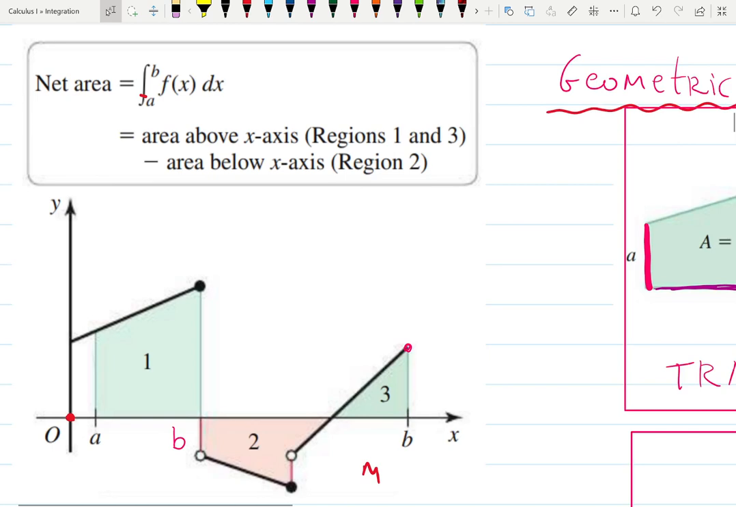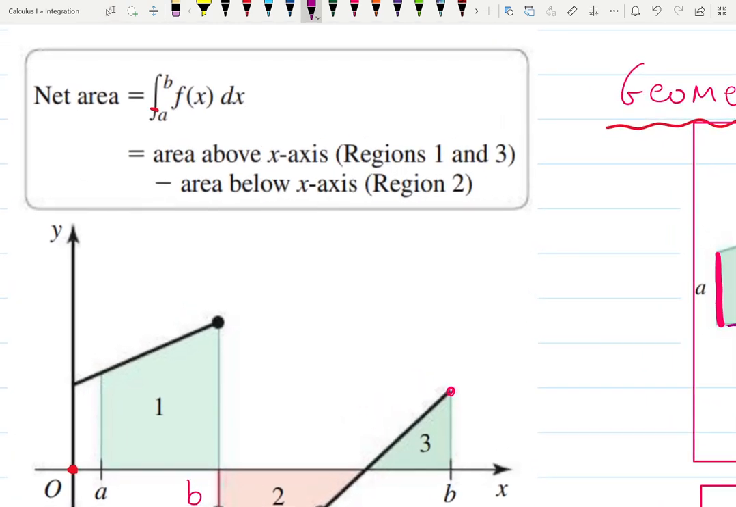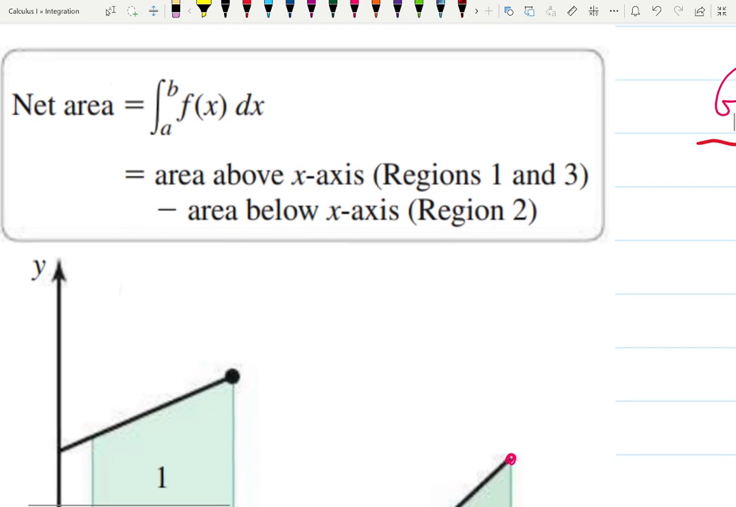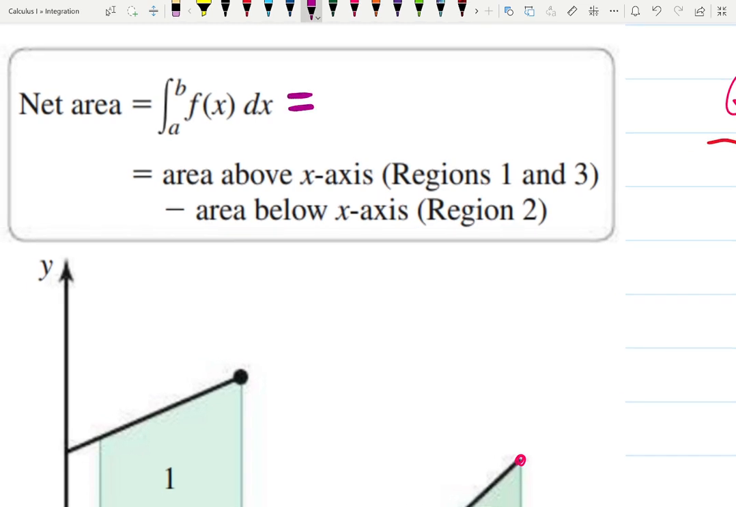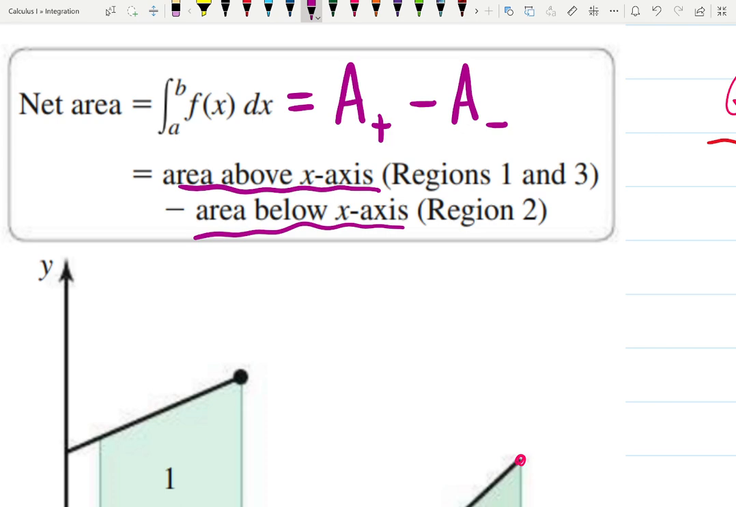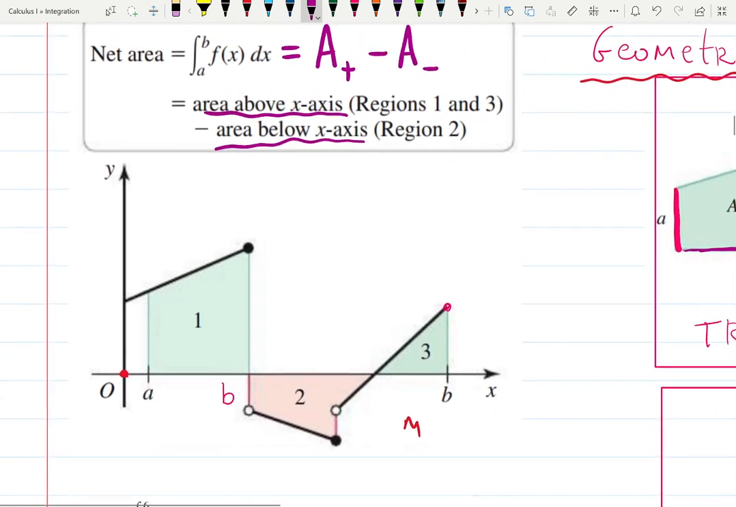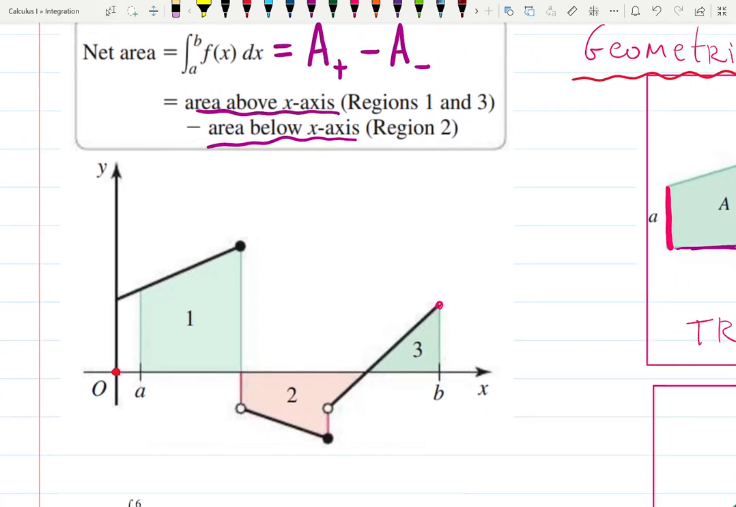Net area. You already wrote it down, but net area is the integral from A to B, which equals, I have my own notation, positive area minus negative area. So it says area above the x-axis minus area below the x-axis. The area below the x-axis is called negative area. Actually, we have a specific example right now, so you don't have to sketch the graph. I only have it in your notes anyway.